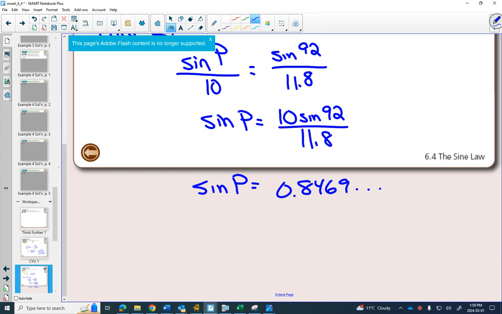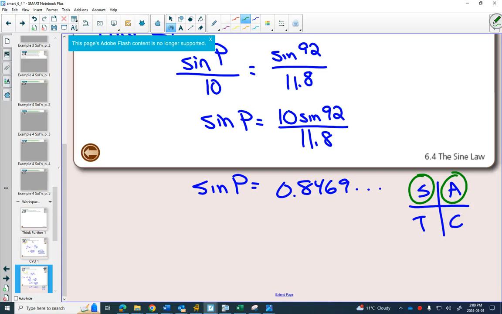Now, according to our CAST rule, can you see that that is a positive answer? That 0.84 is positive. And because it's positive, it could be in quadrant 1 or quadrant 2. There's two possibilities for this. We could find our reference angle and find both possibilities. There's going to be a problem with one of the possibilities.